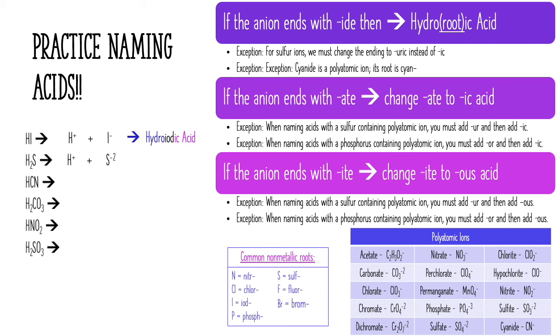All right, so here are the ions for this next formula. We have a hydrogen ion and we have the sulfide ion. Again, this ends with IDE, but it is sulfur containing, so if it contains sulfur, remember we have to add that UR before the IC, and so this would be hydrosulfuric acid.